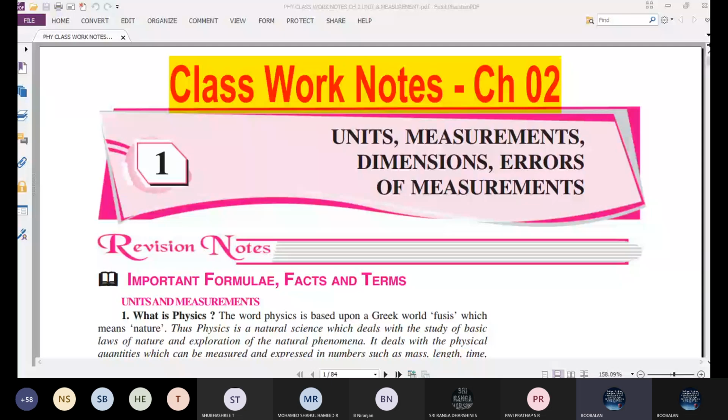Now we'll study instruments now. Has anybody seen an instrument like this anywhere? Is my screen visible? Hello? Yes, sir, it's visible, sir. Okay.